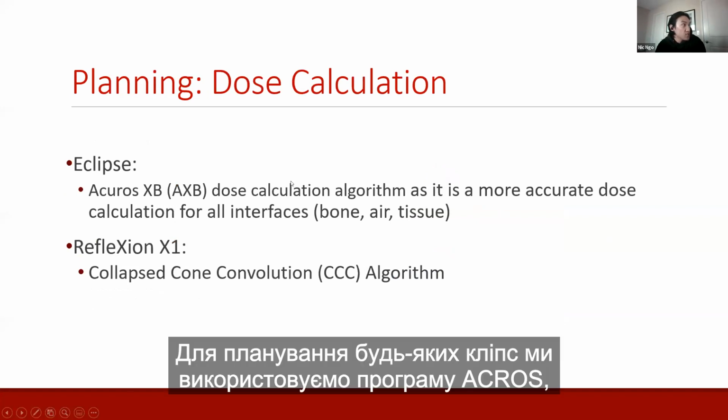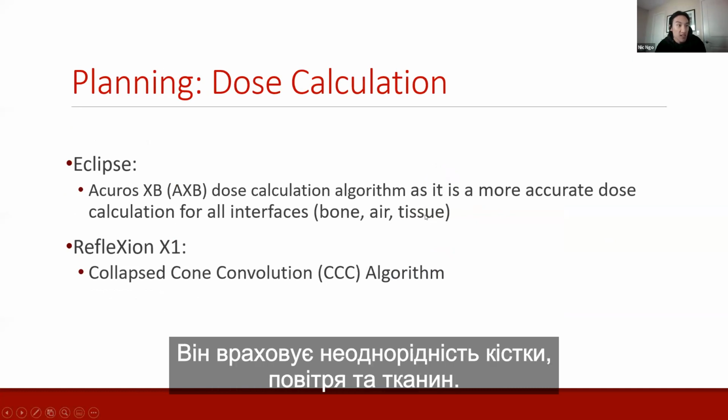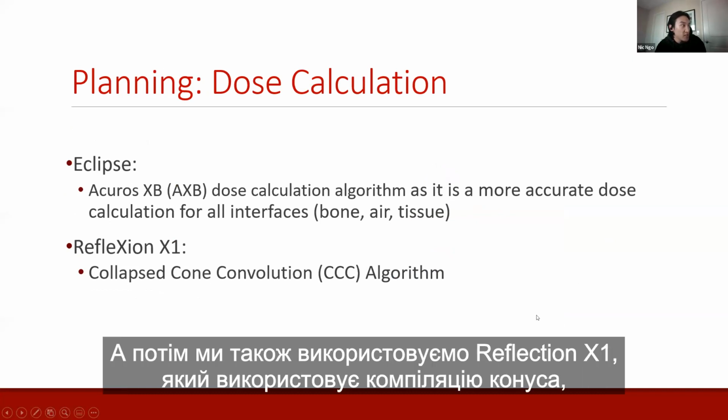For planning in Eclipse, we use Acuros, which is a more accurate dose calculation for all energies, takes in the heterogeneity of bone, air, and tissue. And then we also use Reflection X1, which utilizes collapsed cone convolution.